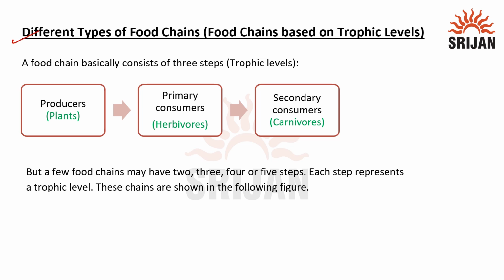Different types of food chains based on trophic levels. So here we have classified food chains based on the number of trophic levels they have. A food chain basically consists of three steps or three trophic levels: producers, primary consumers, and secondary consumers. Producers are plants, primary consumers are herbivores, and secondary consumers are carnivores.